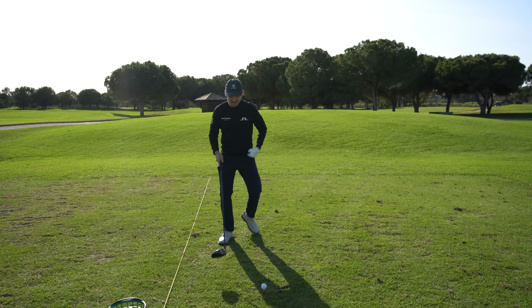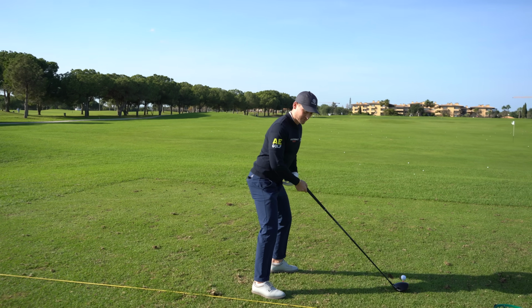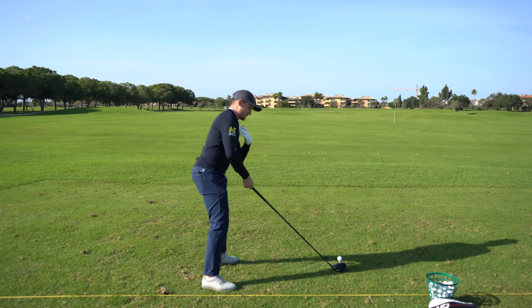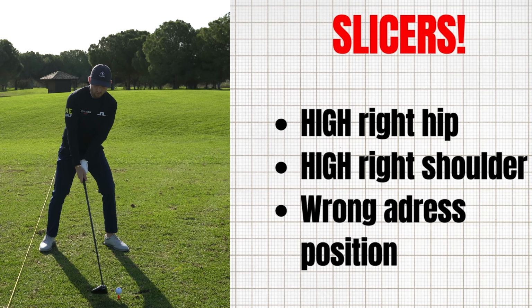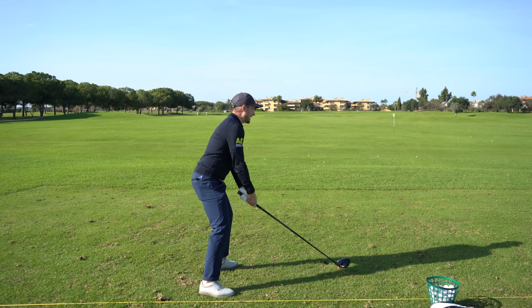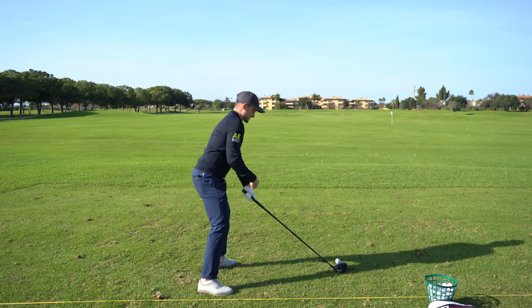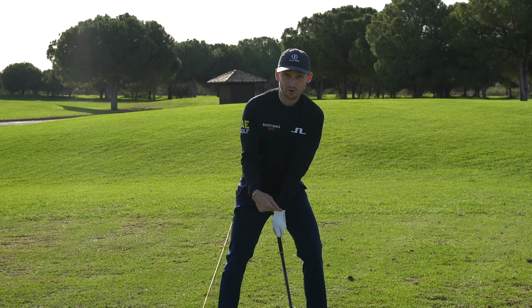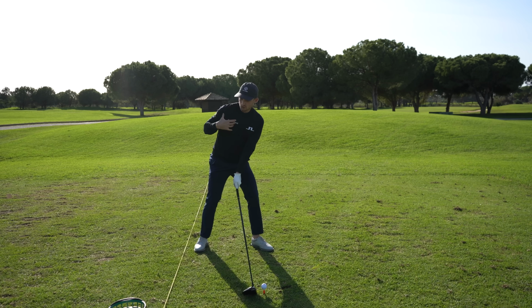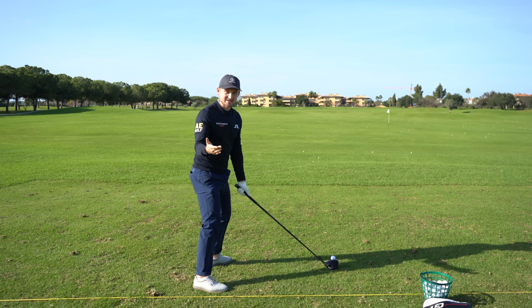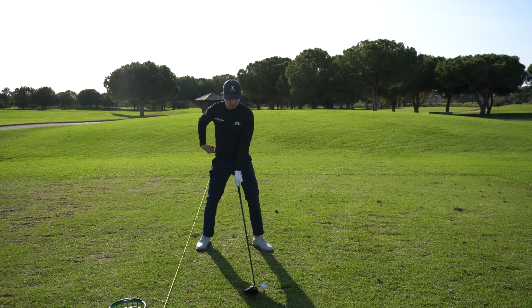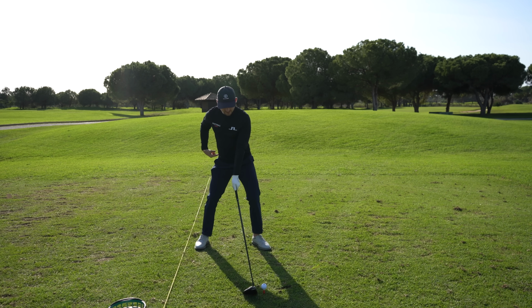Now, I tend to see inherently, slicers, unfortunately, we have high right hip, high right shoulder, and we start to address the golf ball in that position. Also pay note to where my hands are, significantly behind the golf ball, adding loft. Shoulder out, hip high, over the top hitting down. That's our bad scenario.